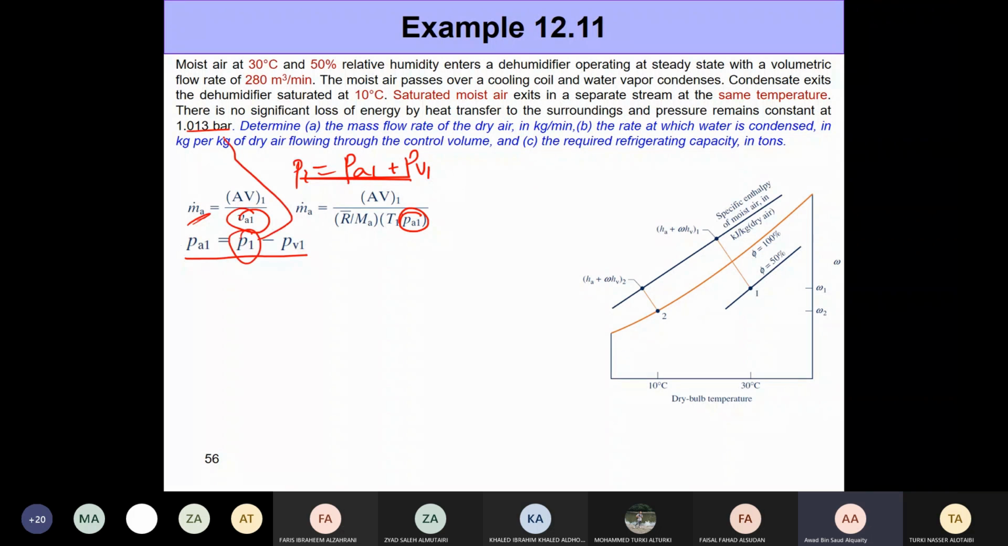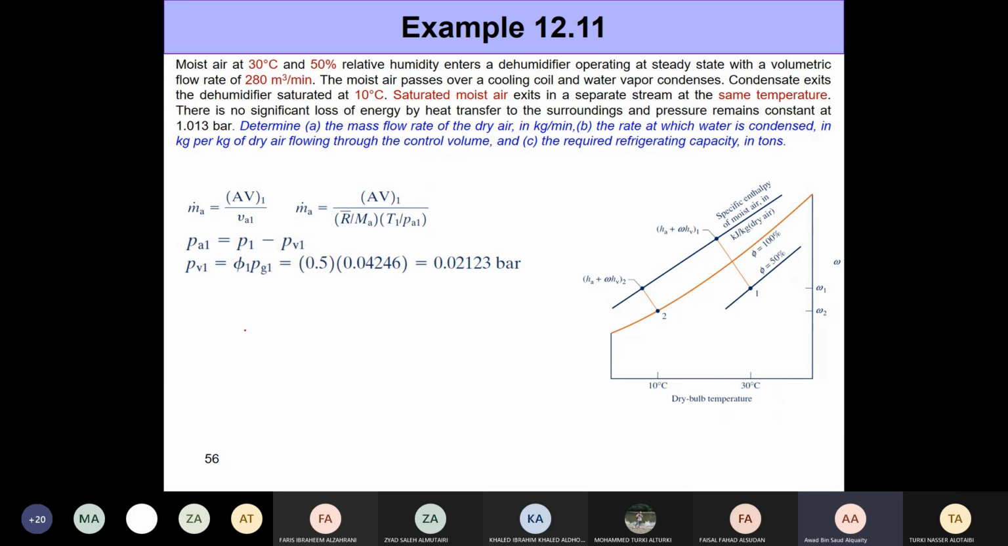Now P1 is given, it's 1.013 bar. PV1, the partial pressure of water vapor in the air at state 1, is not directly given, but we can calculate it from the information we already have. We have the dry bulb temperature and the relative humidity. We can use the definition of relative humidity, phi equals PV by PG, where PG is the saturation pressure at the temperature of interest. Here that temperature is 30 degrees Celsius, so we can get the saturation pressure at 30 degrees Celsius. We are trying to determine PV, but we already know phi.